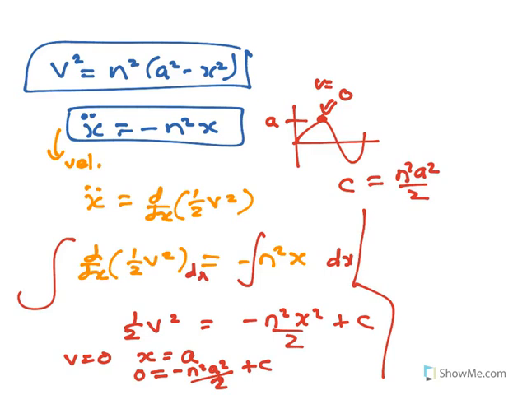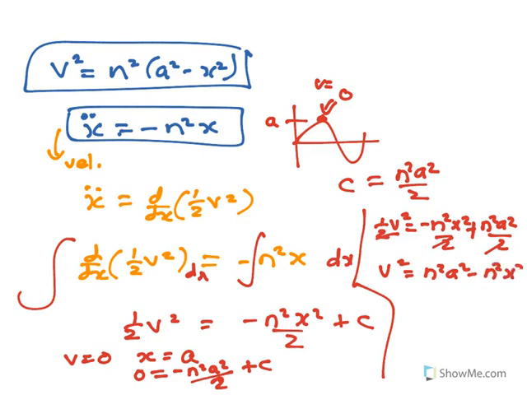So that means that you now have a half v squared equals minus n squared x squared on 2 plus n squared a squared on 2. The halves will cancel out, and you get v squared is n squared a squared minus n squared x squared, which is n squared (a squared minus x squared), as required.